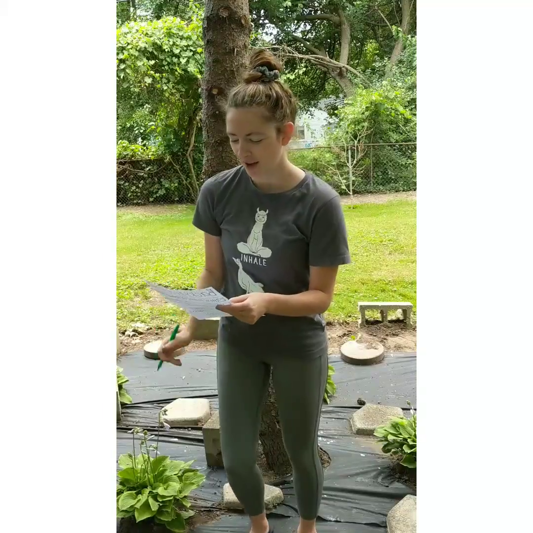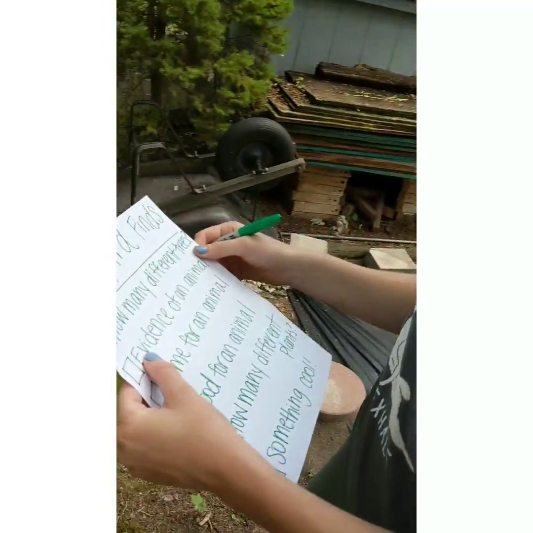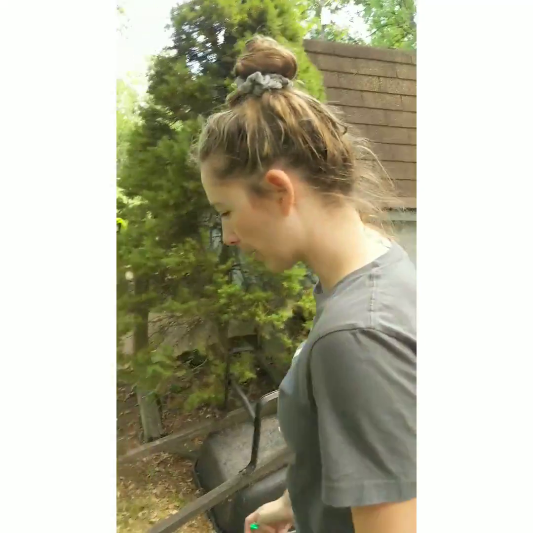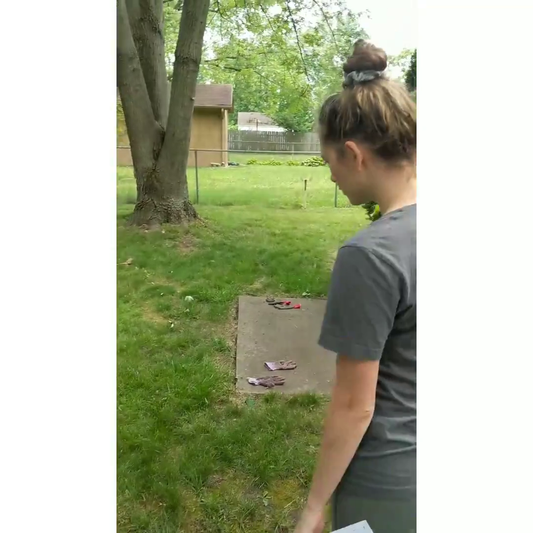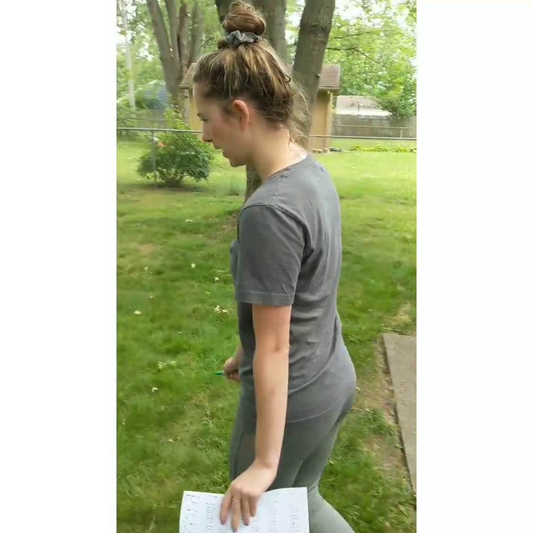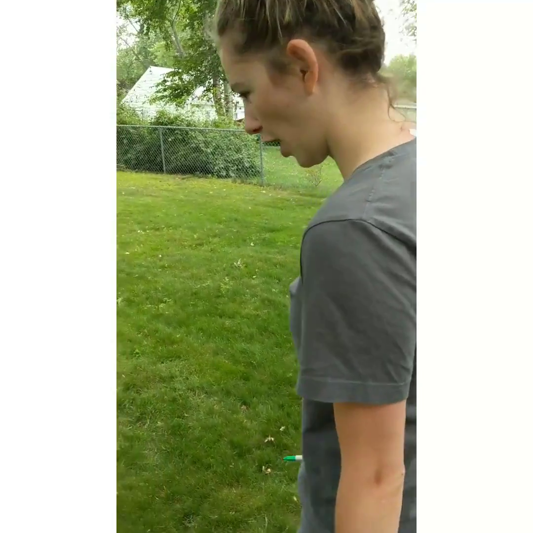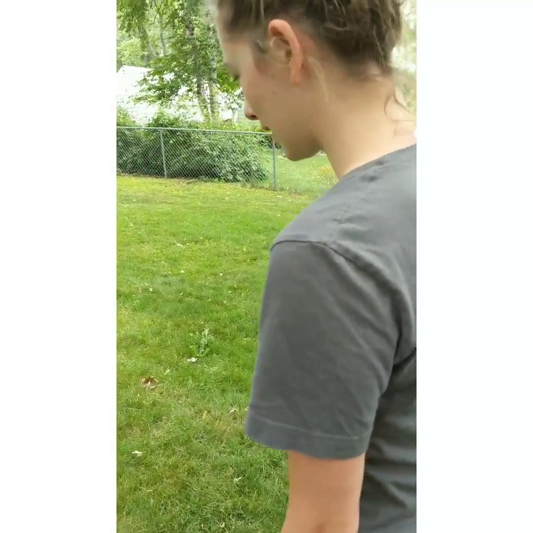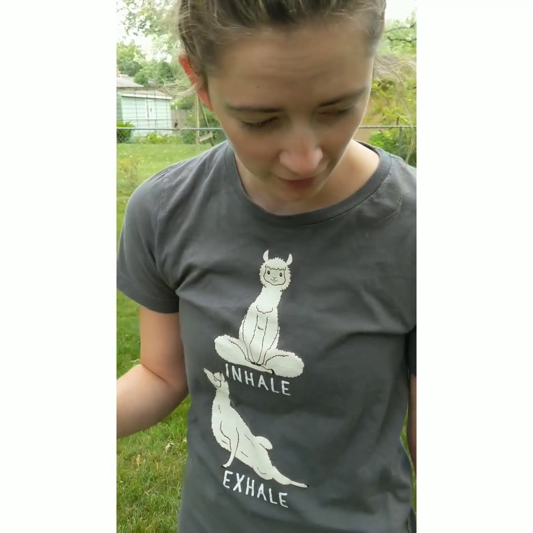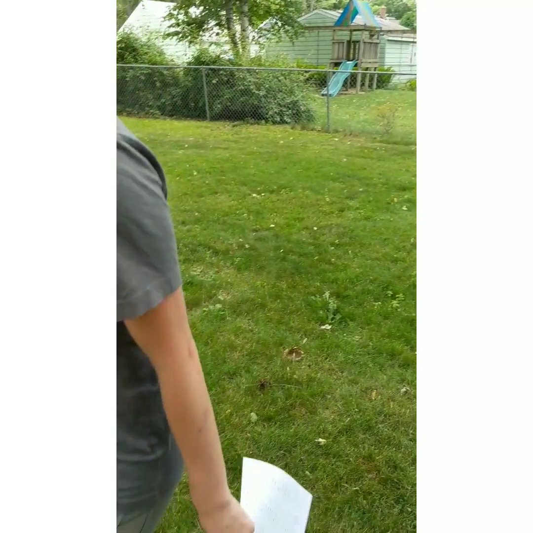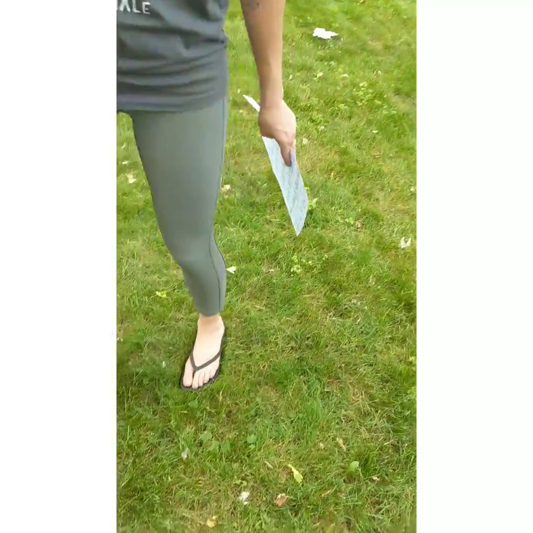Cool. Our next item on our list is evidence of an animal. I'm going to look around on the ground because I know that a lot of times I can find things laying somewhere on the ground. I know because I walked out here earlier that I saw a feather somewhere. There's 2 different feathers. That's cool.